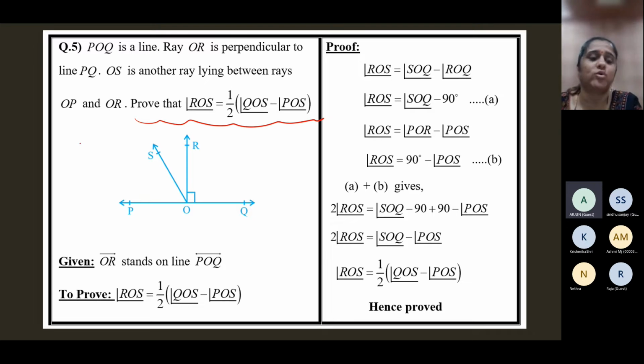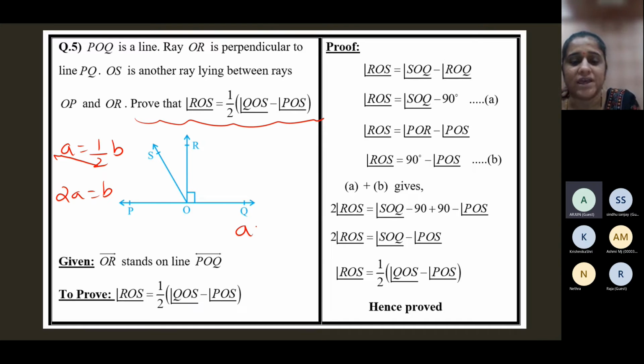Now supposing you have to prove that A is equal to half B. To prove that A is equal to half B, you can also prove that 2A is equal to B, because when you cross multiply, that's what you get. If you have to prove that A is equal to half B, you'll have to prove that 2A is equal to B. Once you prove that 2A is equal to B, this 2 will come for division, so A is B by 2 or half B.